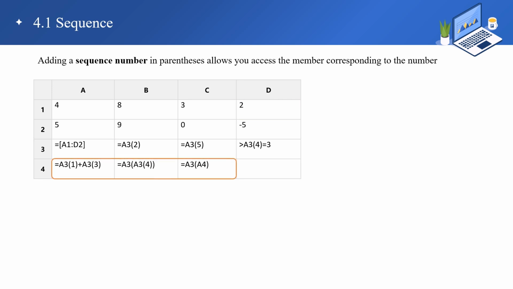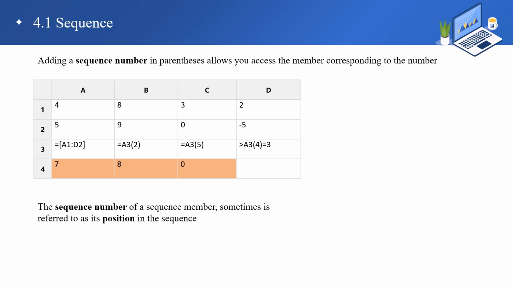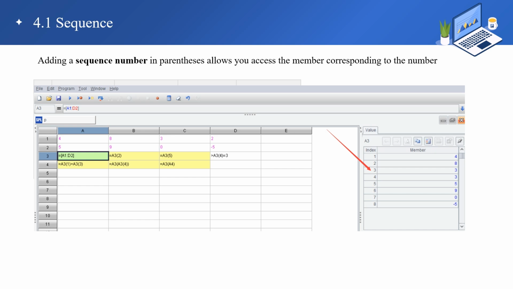Sequence members can participate in operations, and can also refer to other members of the sequence as sequence numbers. A4 will be calculated as 7, B4 will be calculated as 8, C4 will be calculated as 0. The sequence number of a sequence member sometimes is referred to as its position in the sequence. If you click the cell where the sequence is located, the development environment can also display the value of the sequence, which will be listed as a table, such as A3 of the code.